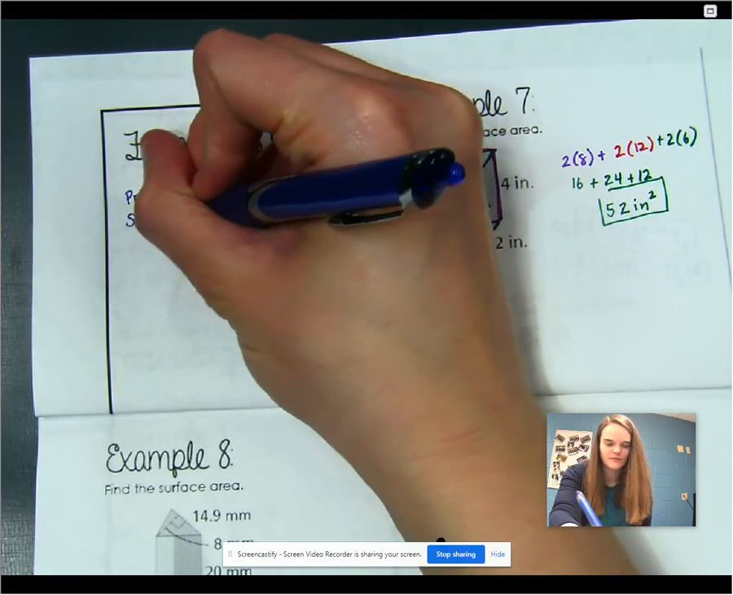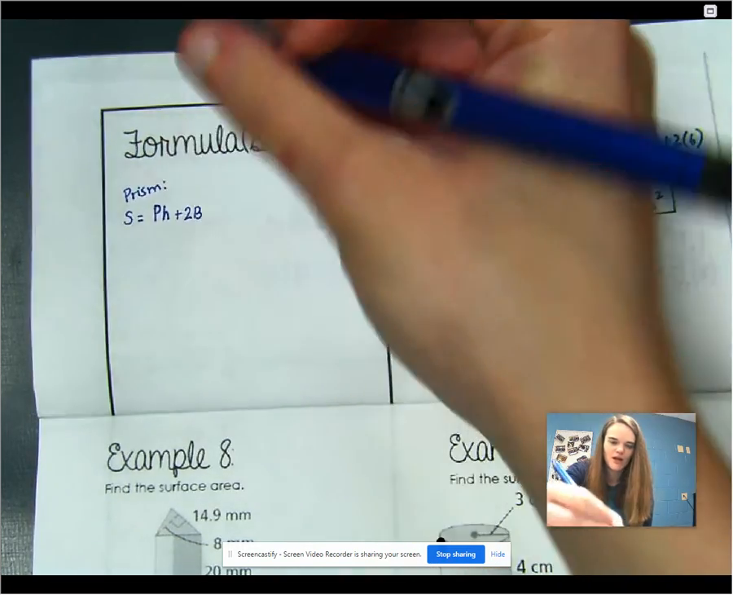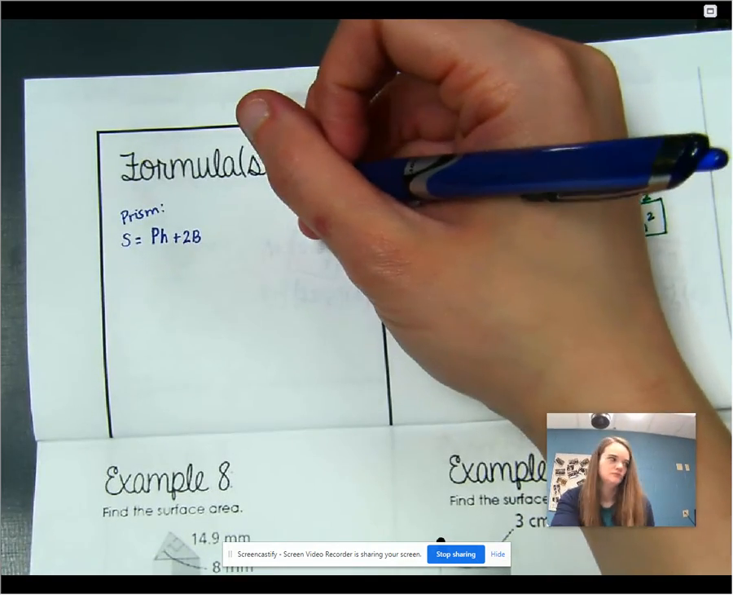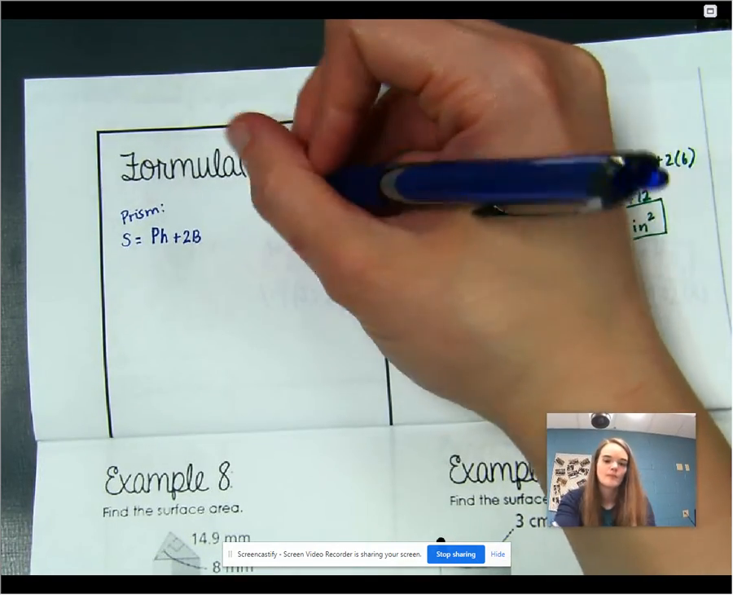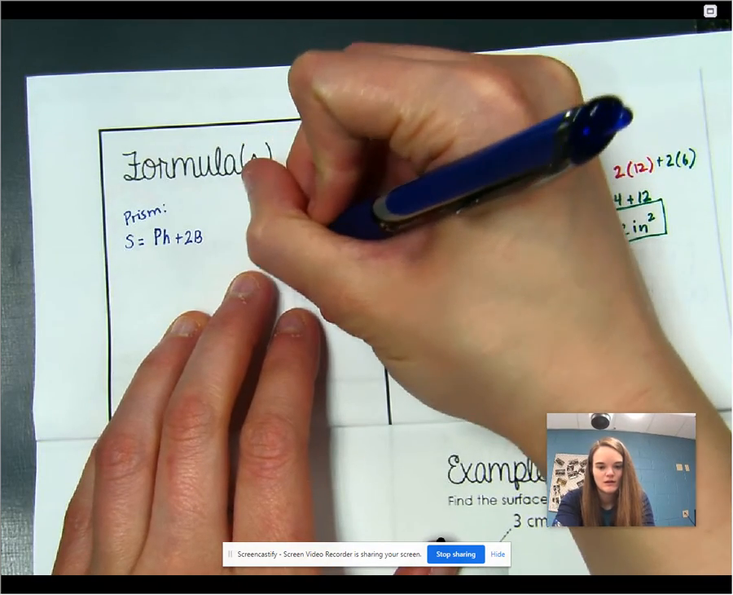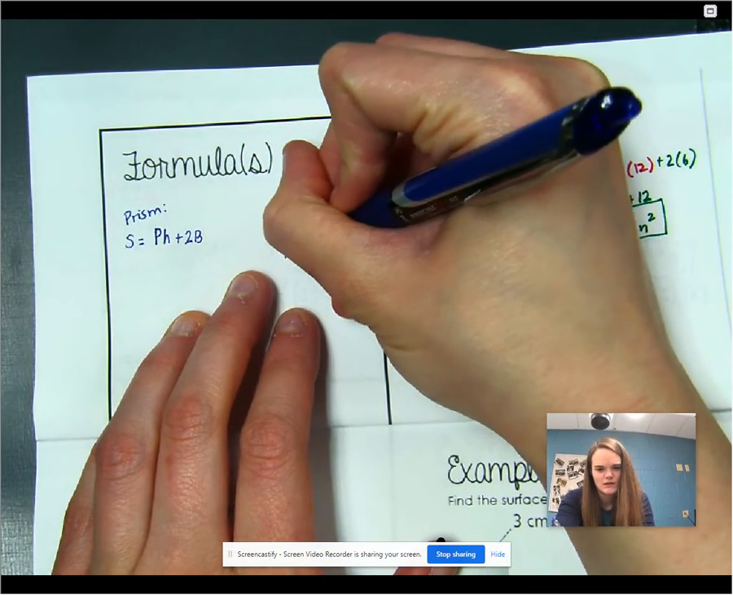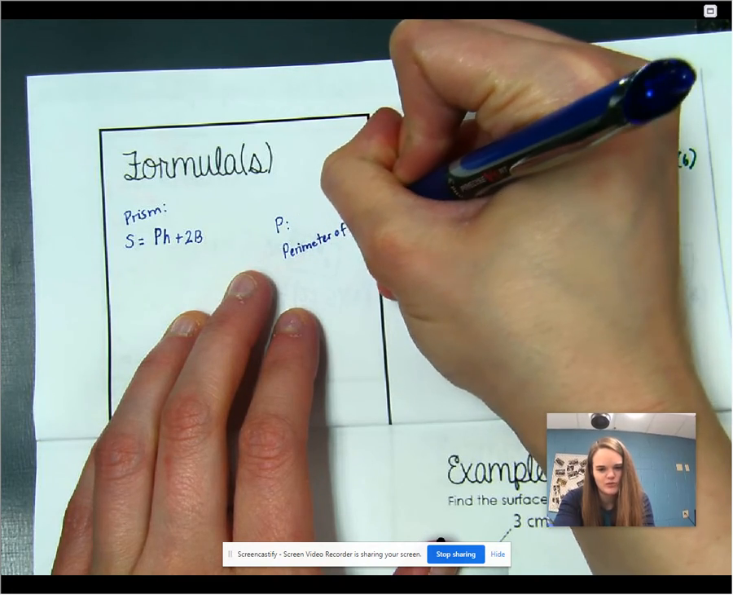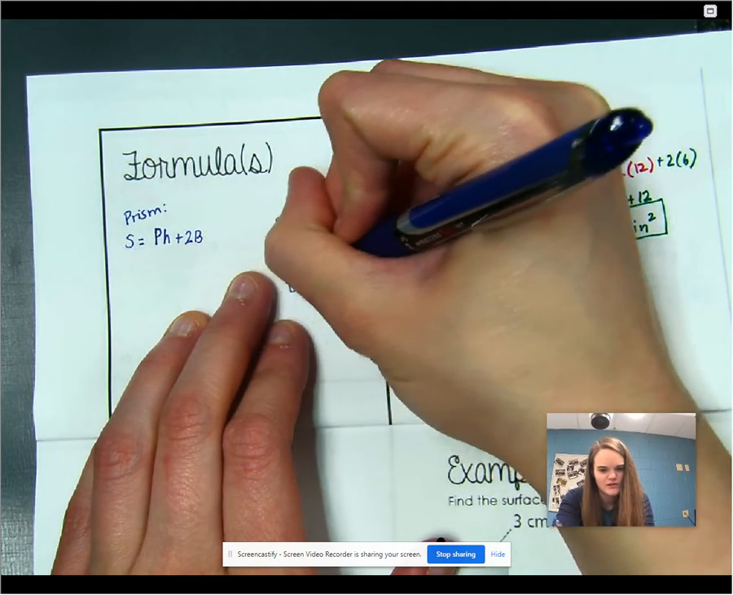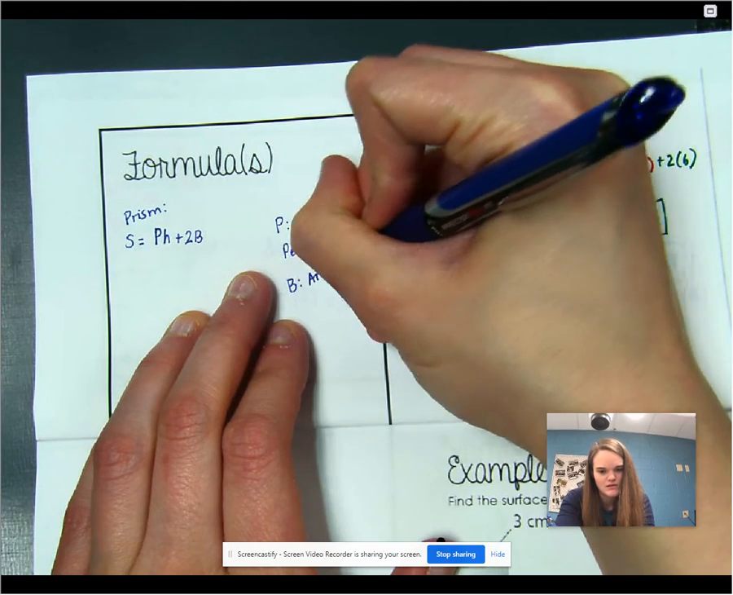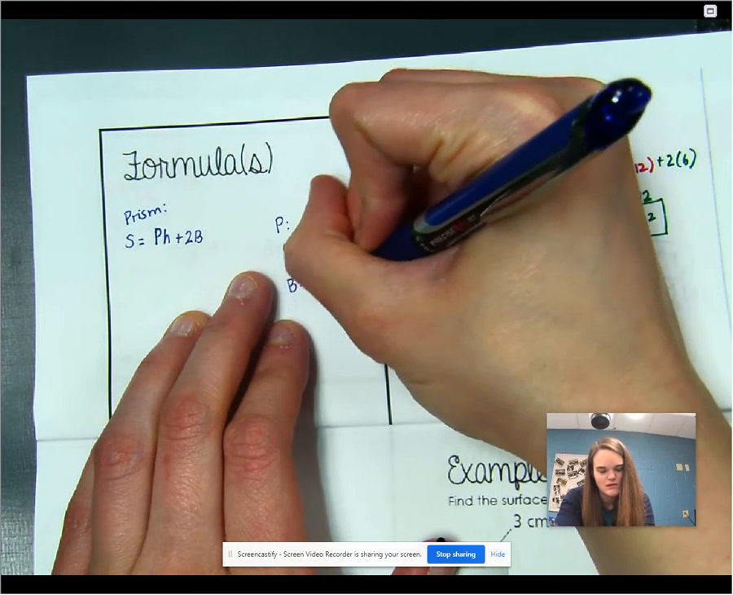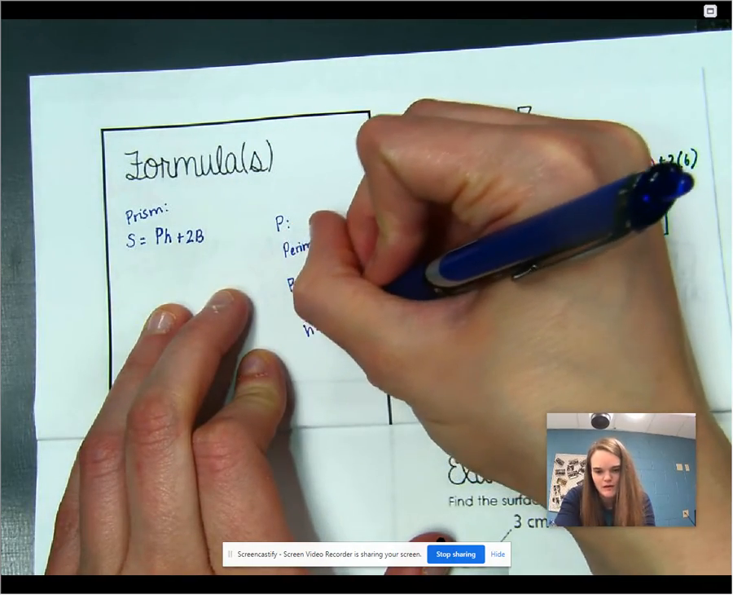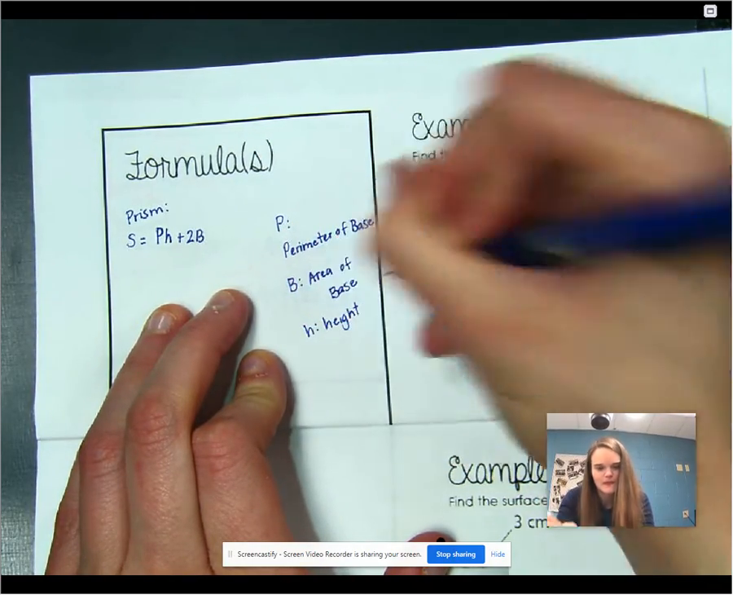So S equals, S stands for surface area, P times H plus 2B, which means P is the perimeter of the base, big B is what it's always been, which is the area of the base, and H is the height of the prism. Okay.